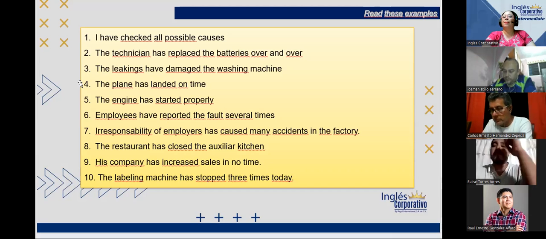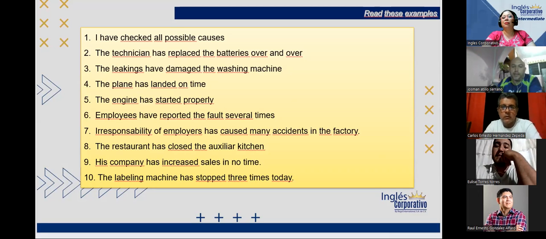Number four, please, Raul. The plane has landed on time. Very good, Raul. Solo que en la letra D, con la letra N, sí la vamos a pronunciar. Landed. Con la letra T, NT, no la vamos a pronunciar la T, pero la D, sí. Vamos a decir landed. Okay, the plane has landed on time. Yes, thank you very much.